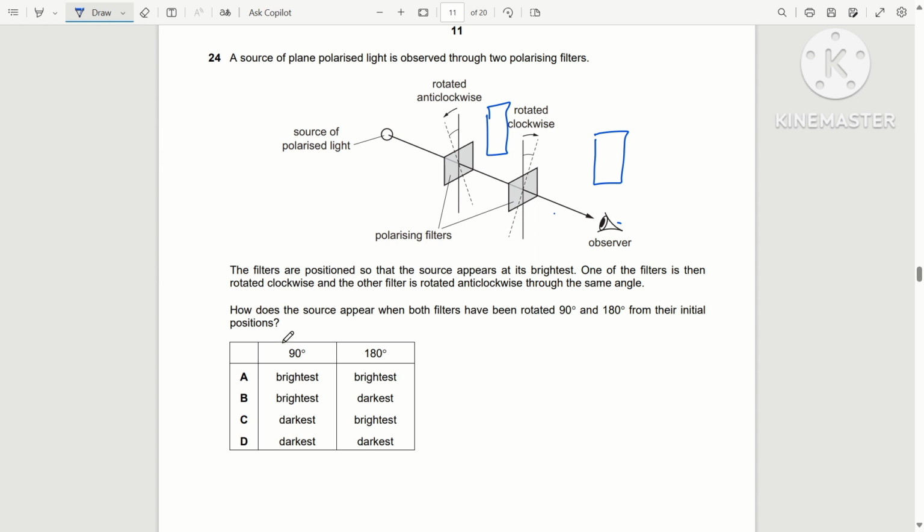So option A and B are cancelled out. Now when they are rotated 180 degree, they will again come back to their original position. If it is like this, now if it is rotated through 180 degree, again it will come to its original position. So darkest and then it will be brighter. So option C is the correct. Darkest at 90 degree, brightest at 180 degree.